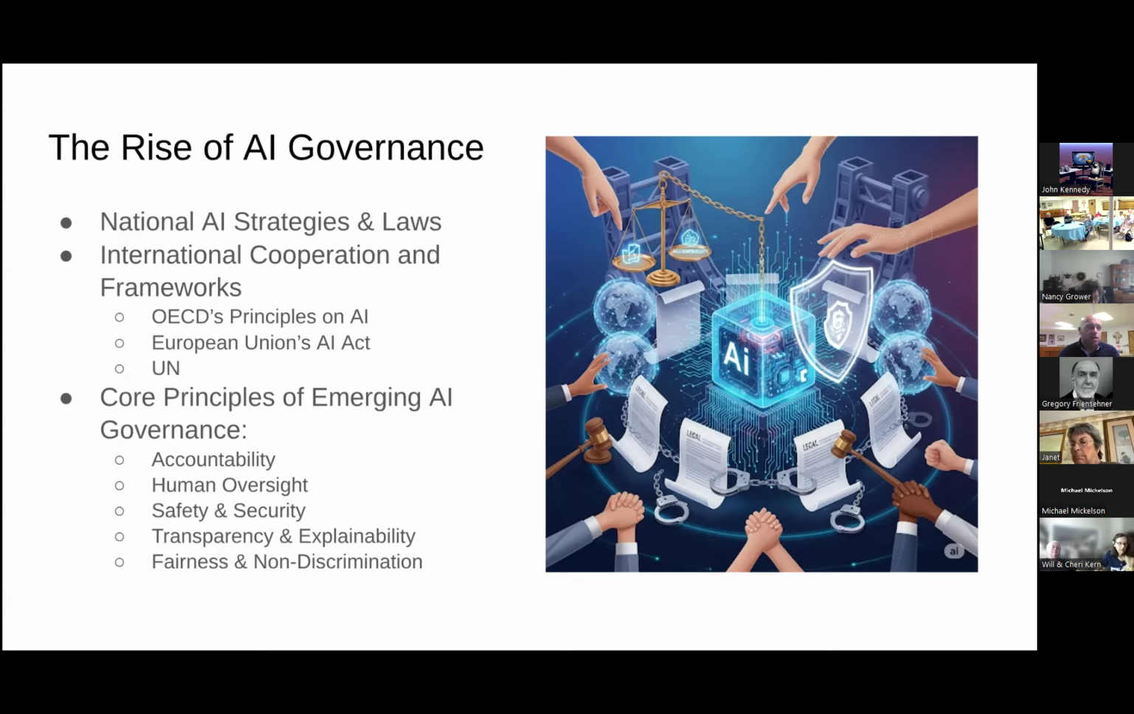Transparency and explainability, that was kind of what we talked about before, overcoming the black box effect. And then fairness and non-discrimination, that goes into the bias, to make sure that historical bias and discrimination in human history are not adopted by the AI models.